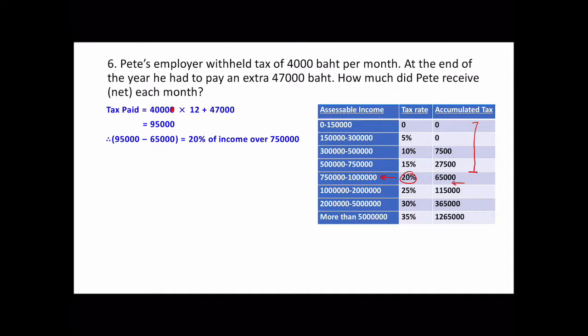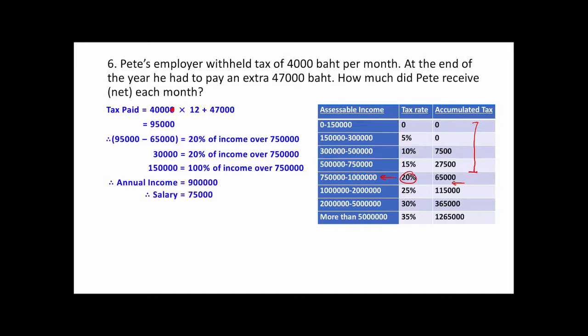Again, we want 100%, so multiply it by 5, it becomes 100%. So he earned 150,000 in excess of 750,000. So in total, he earned 900,000 in 1 year. We want to know how much he got each month. So first, divide it by 12. Okay, so divide by 12, you get his monthly salary.